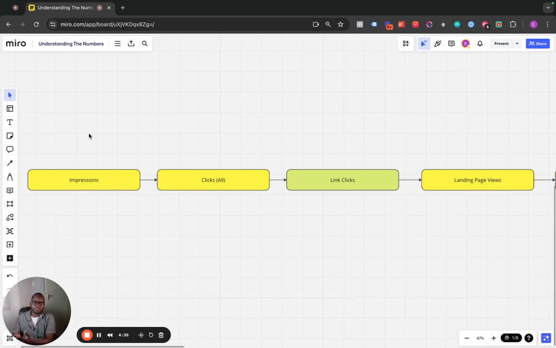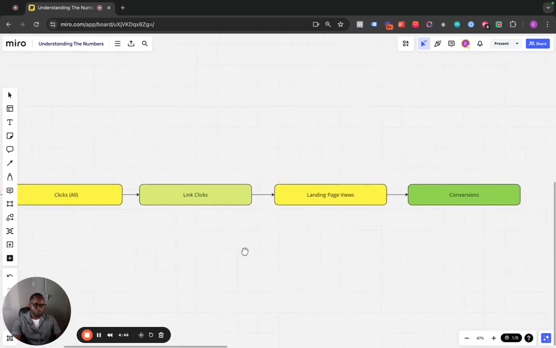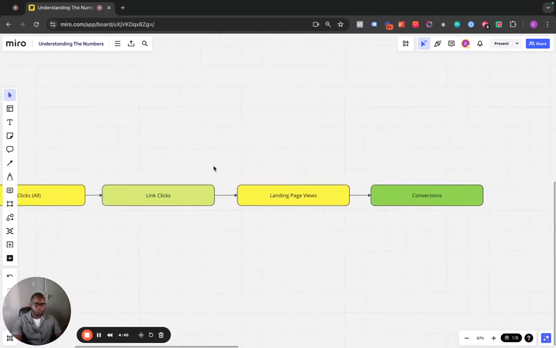So again, in this case, we're just showcasing the brand. Then there is going to be some level of engagement. In this case, on the Facebook platform, we're looking at clicks all. They're going to click on the link or the call to action button, they're going to land on the page, and then they're going to convert, right? So that's the typical experience.